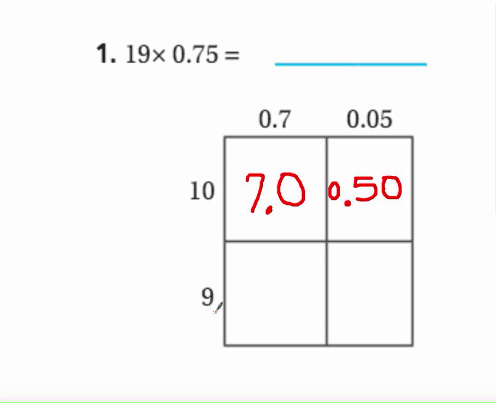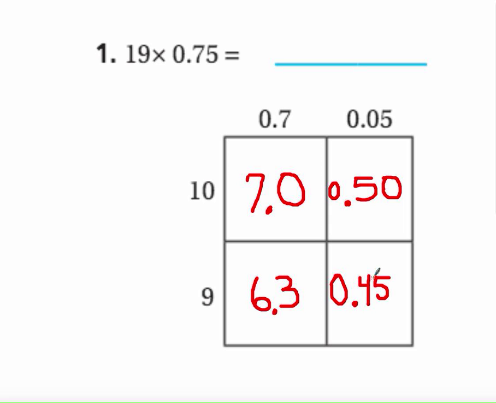Let's look at the bottom row. I have a 9 on the side. What am I thinking on the top? 7. So 9 times 7 is 63. And how many spots am I moving that decimal over? 1. So it's 6.3, not 63. And then in the last box, 9 times 5 is 45. And I'm moving the decimal over how many spots? 2.